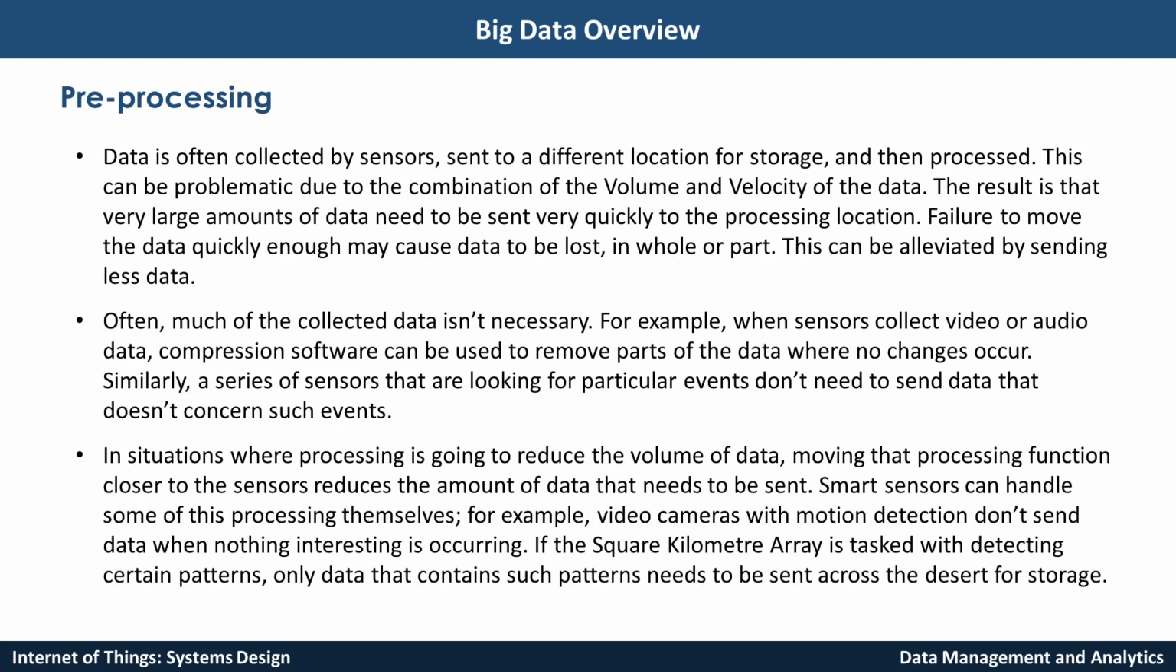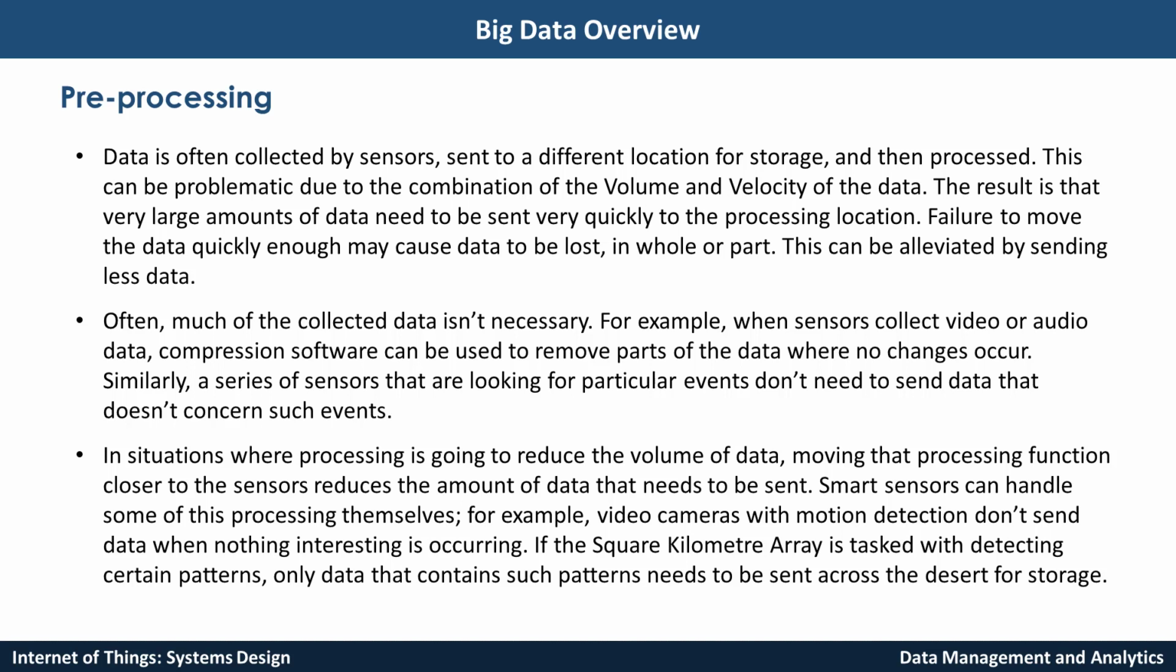In IoT, sensors collect data in one location and then send it to another location for storage, and then maybe another location for processing. The problem is that due to the combination of the volume and the velocity, it is quite difficult to send data across a network all the time, and then also to store large volumes of data. What you can do is use pre-processing techniques to reduce the amount of data that needs to be transferred.